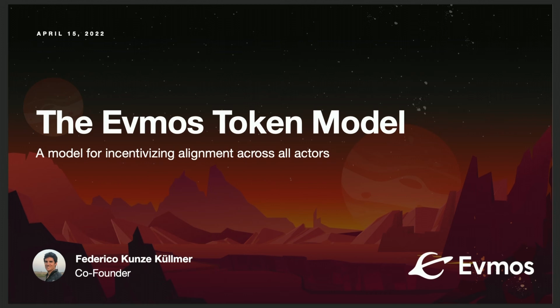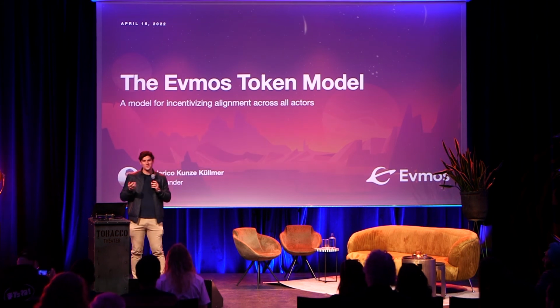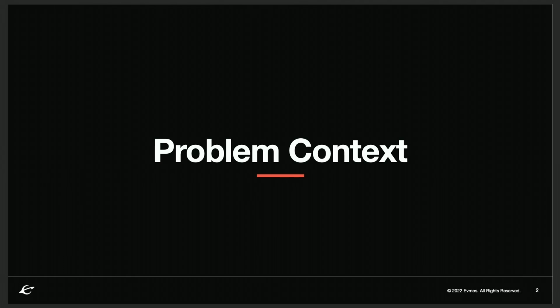Welcome to Privacy in Cosmos. This is not a privacy-related topic, but it's more about how the Evmos token model works and how it can be used to create incentive alignment across different actors, which include privacy decentralized applications, privacy-oriented validators, and users, of course. So today I'm going to talk about the problem context, but this talk should be more about EIP 1559 and incentive alignment across different actors.